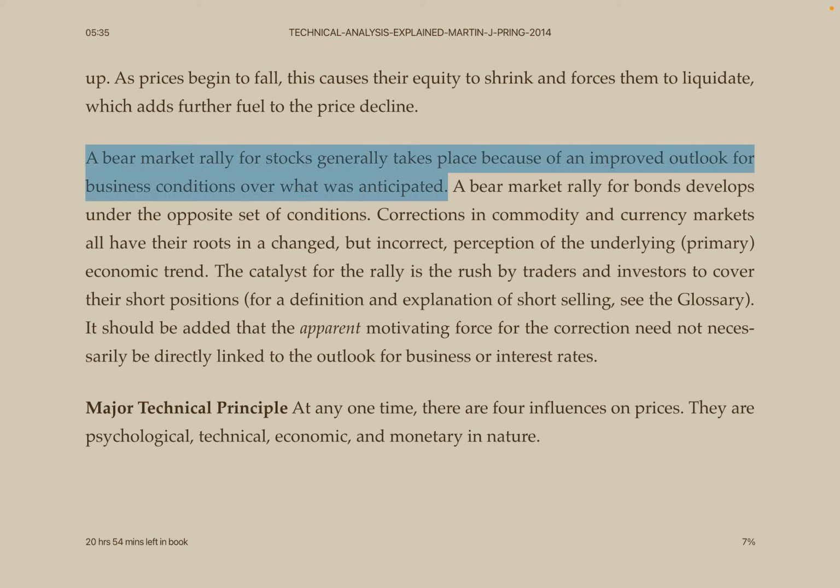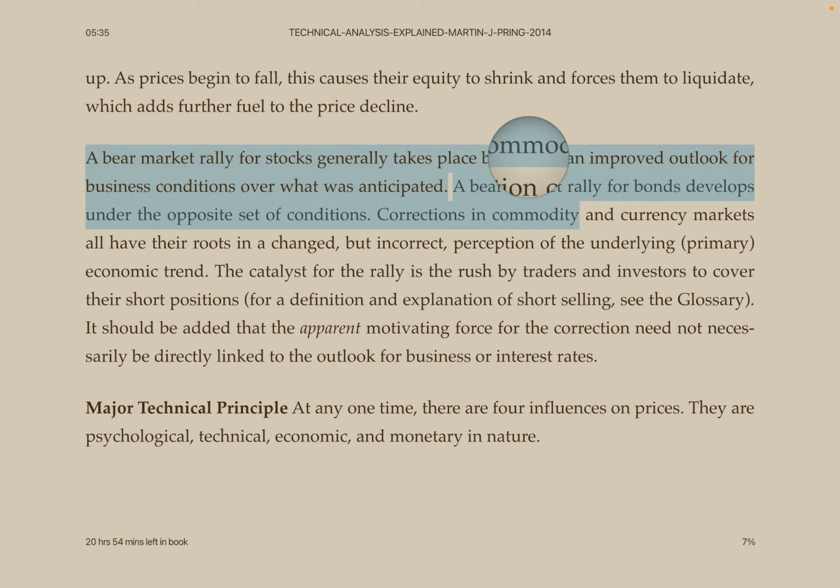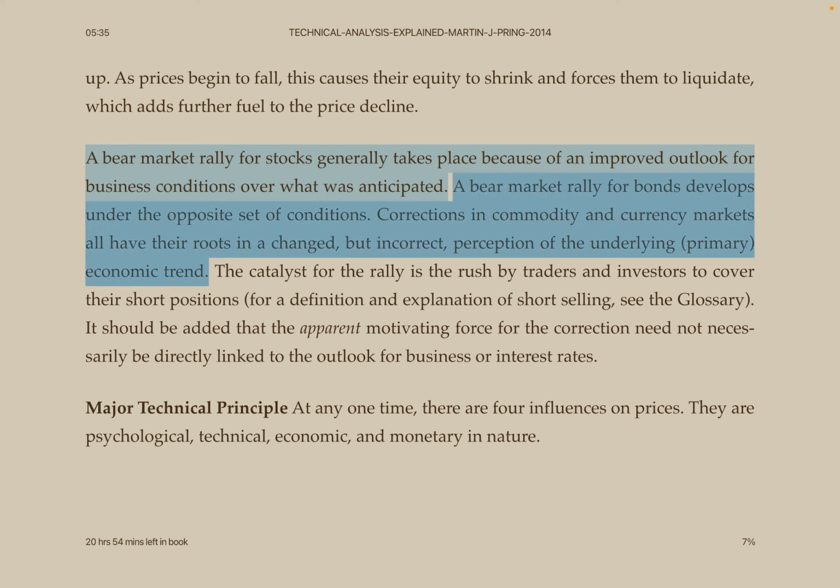A bear market rally for bonds develops under the opposite set of conditions. Corrections in commodity and currency markets all have their roots in a changed but incorrect perception of the underlying primary economic trend. The catalyst for the rally is the rush by traders and investors to cover their short positions. For a definition and explanation of short selling, see the glossary. It should be added that the apparent motivating force for the correction need not necessarily be directly linked to the outlook for business interest rates.